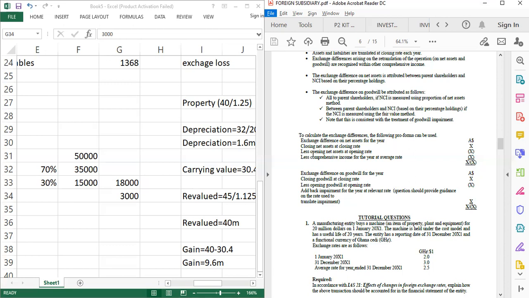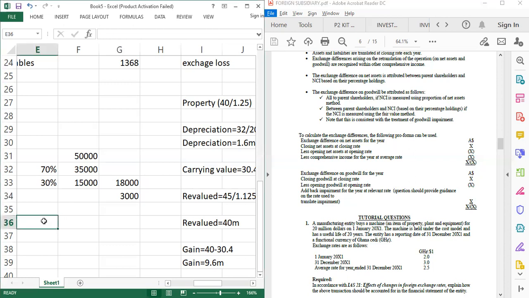Let's come to the goodwill. Closing goodwill at closing rate. Then you less opening goodwill at opening rate. Then you add back impairment for the year. What does that mean? Okay.